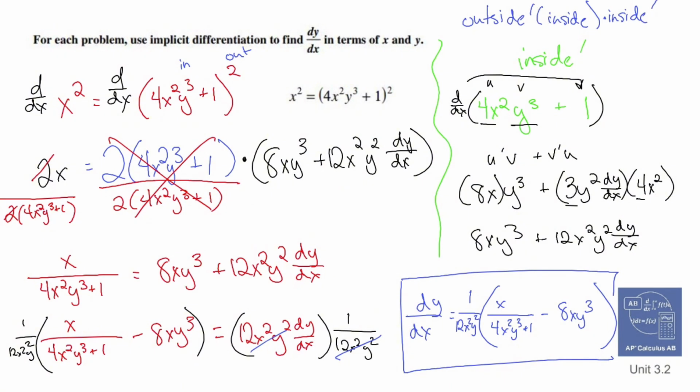And these are my videos. I do what I want. But yeah, that's implicit differentiation that involved both chain rule and product rule.